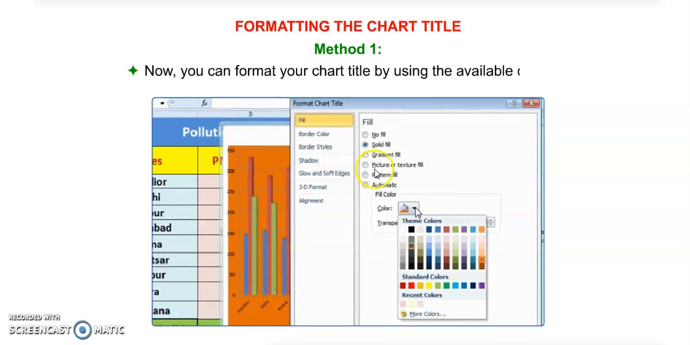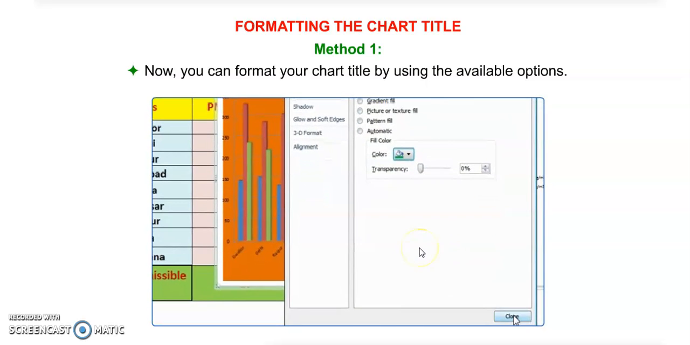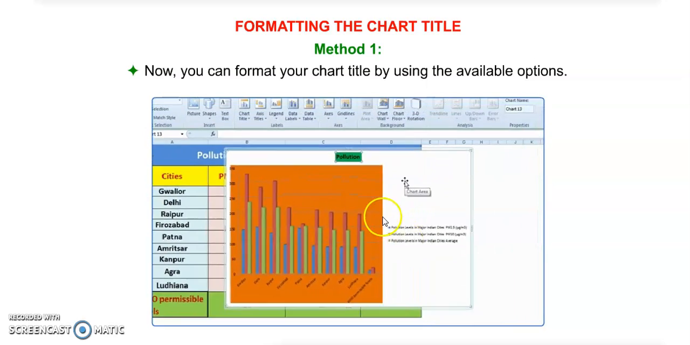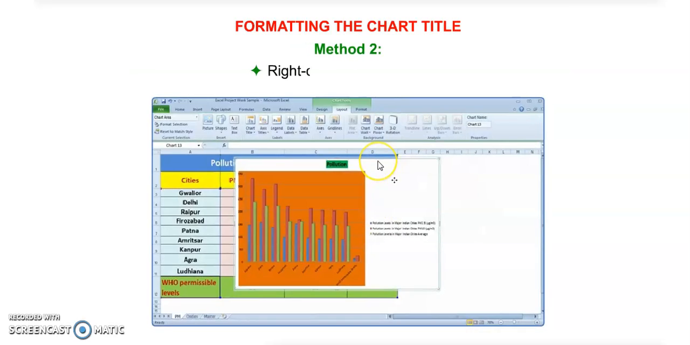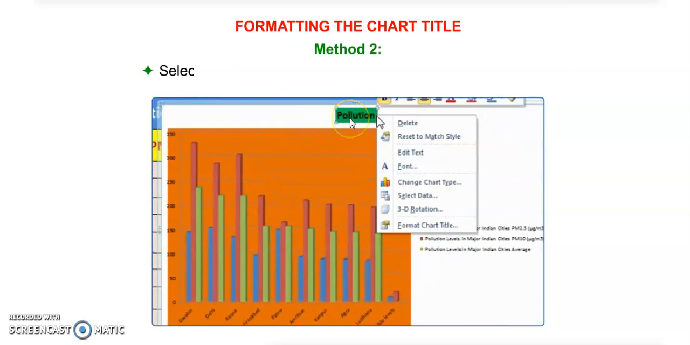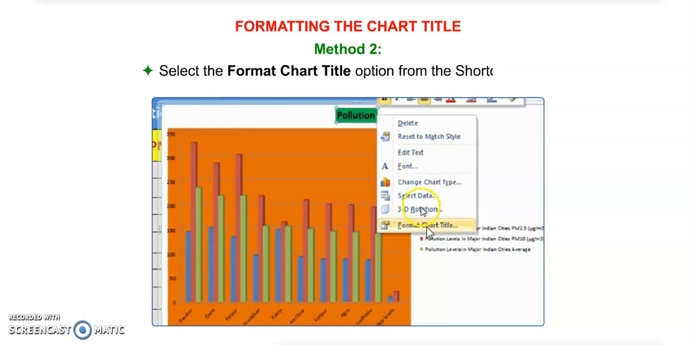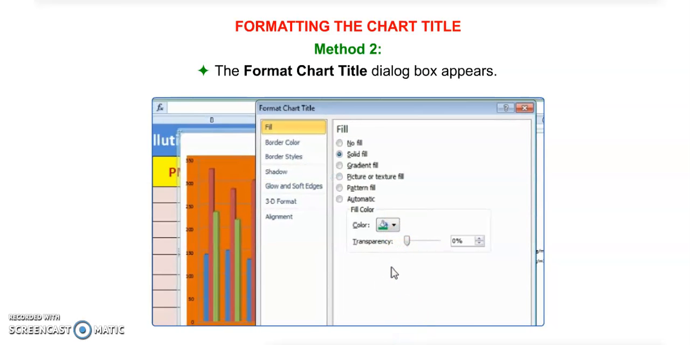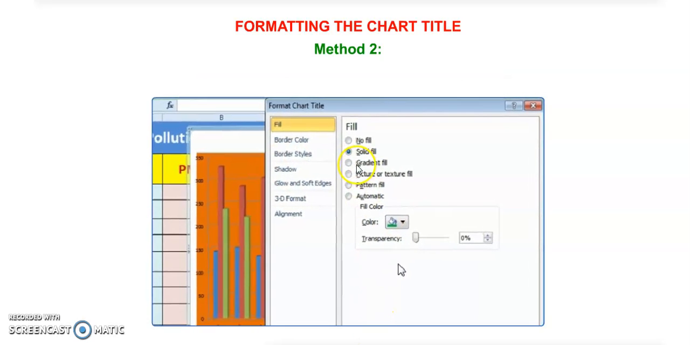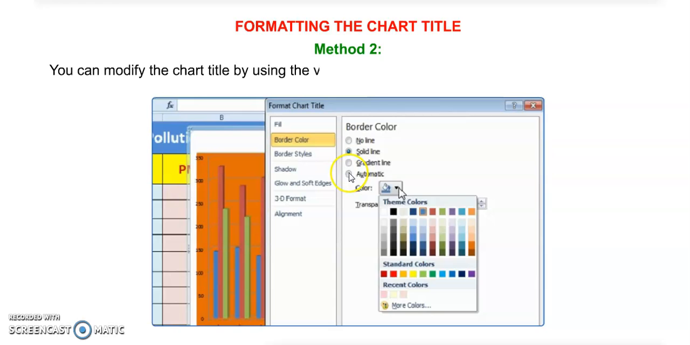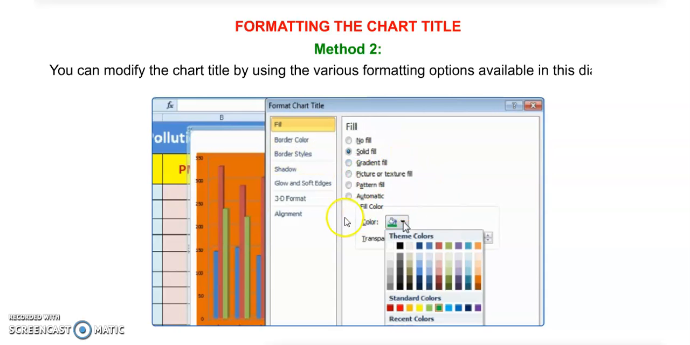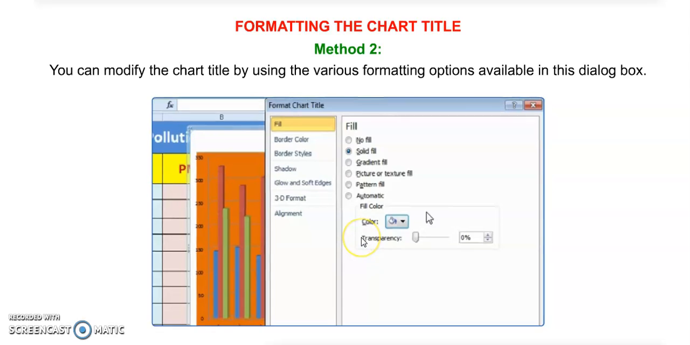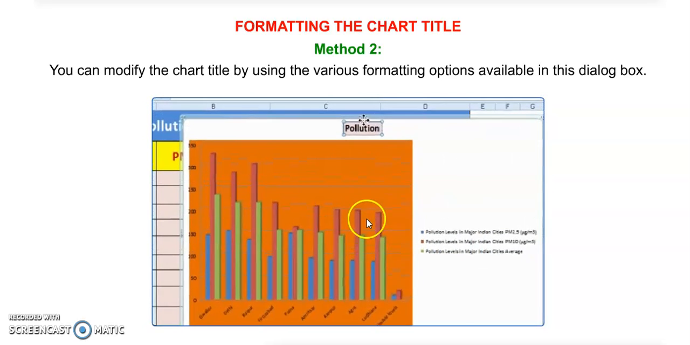Now you can format your chart title by using the available options like color, line, background color, whatever you want. Now method 2 is to right click on the chart title. You can go directly to the Format Chart Title option from the shortcut menu and you can see that the same window will appear again like this. Then the chart title dialog box will appear and you can modify the chart title by using the various formatting options available in this dialog box. Like this you can see the changes.